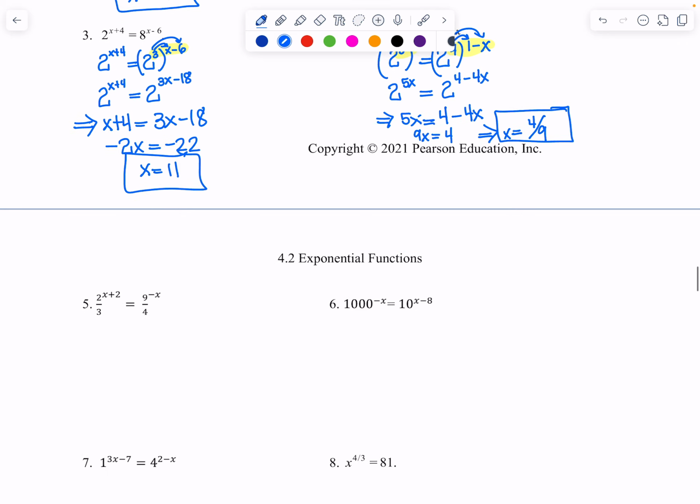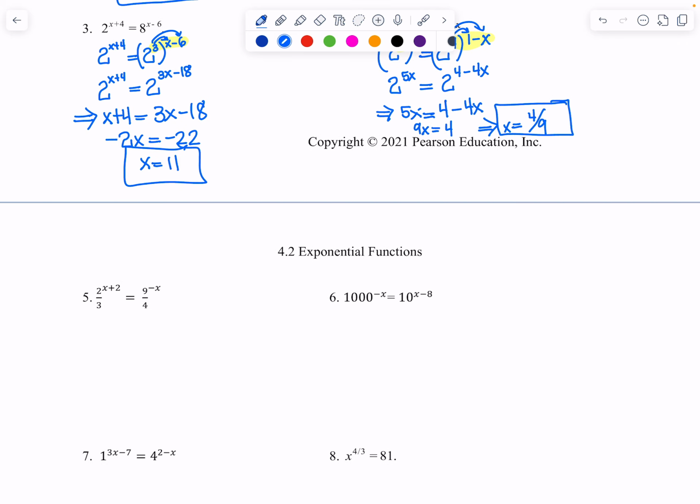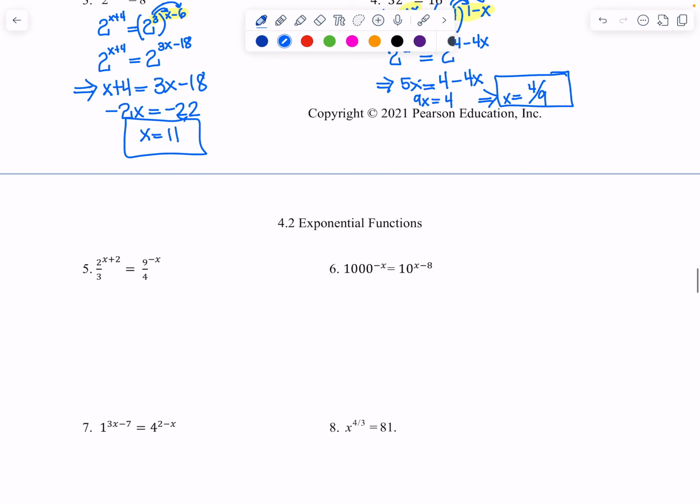Now I'm going to do a couple more. Do a few more. And let's do number 5 and number 6. Got a couple. I think we just got these last 4, so we good.